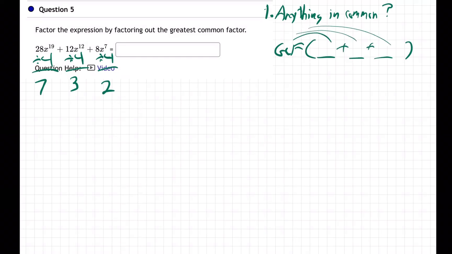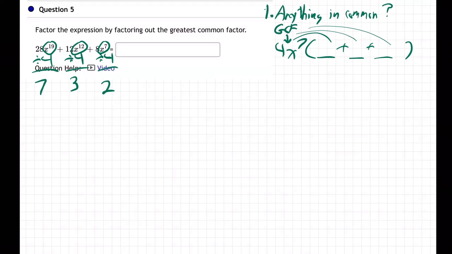Now, they not only have the number 4 in common, but they also all have x's, don't they? X to the 19th, x to the 12th, x to the 7th. Which one do we take out? The lowest one, because that's what they have in common. They all have 7 x's or more, right? They all have in common x to the 7th. So altogether, the GCF is going to be 4x to the 7th. That is the greatest common factor, the greatest amount they have in common.